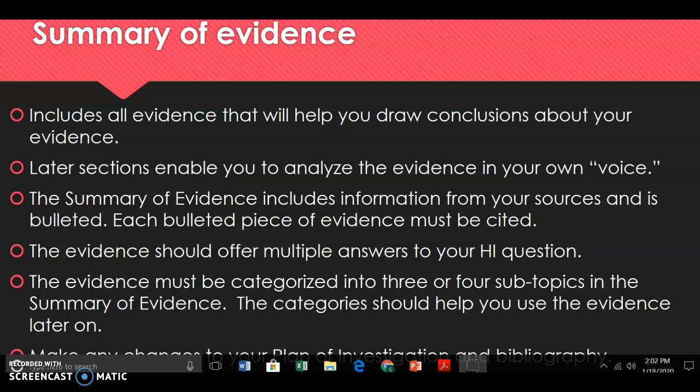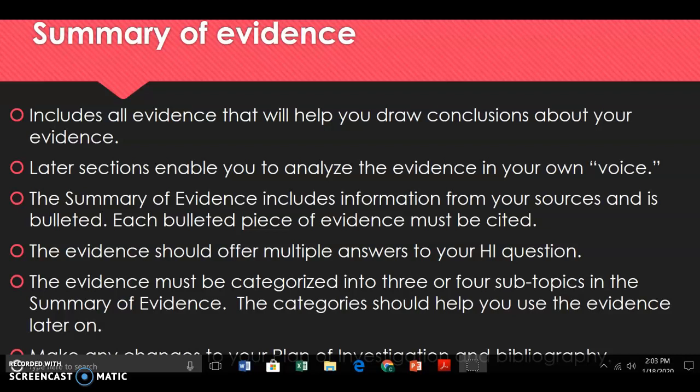If you look at the slide in front of you, the summary of evidence is going to be about 2 pages, single-spaced, okay? So it's not lengthy. It's not 20 pages of evidence. It's tight, okay? It includes just information from sources. There's nothing in this that is in your voice, okay? You're either going to be paraphrasing from a source or directly quoting from a source, okay? The summary of evidence includes all of the evidence that will help you draw conclusions, okay?